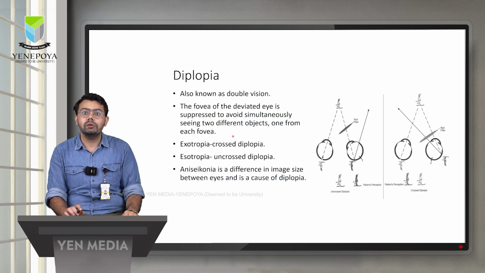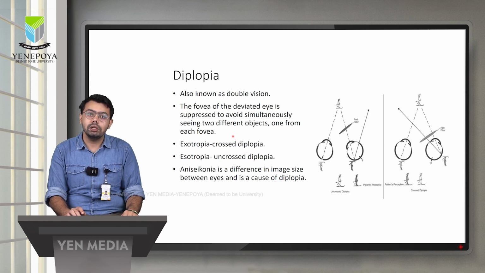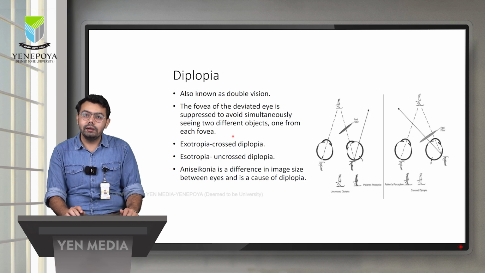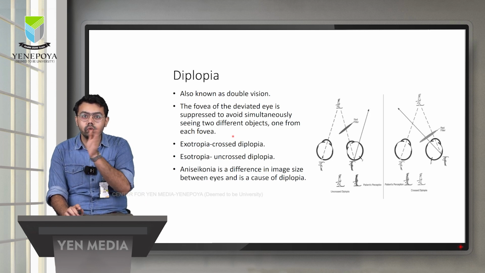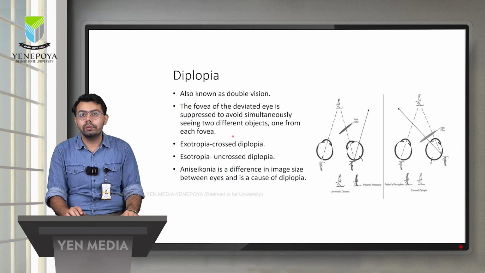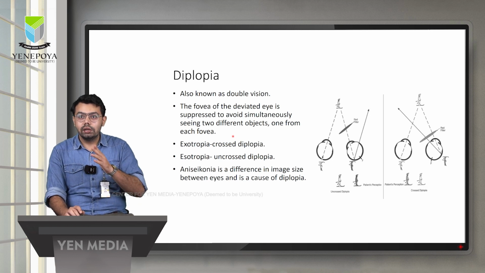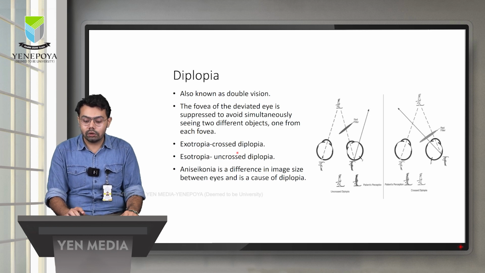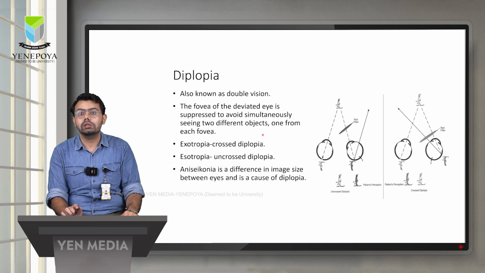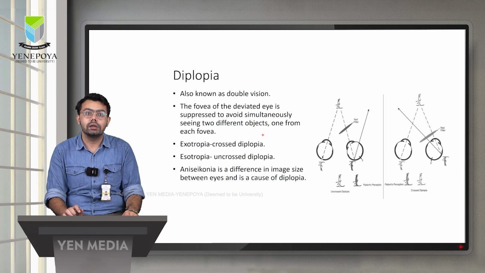That is the main difference between diplopia and confusion. Diplopia is of two types, crossed diplopia or uncrossed diplopia. Mainly, if there is an eso deviation, meaning the eye is turned inwards towards the nose, we get uncrossed diplopia. And if there is an exo deviation, then we get crossed diplopia. A common mnemonic for it is XT. X means cross. So XT means exotropia, and we get a crossed diplopia.